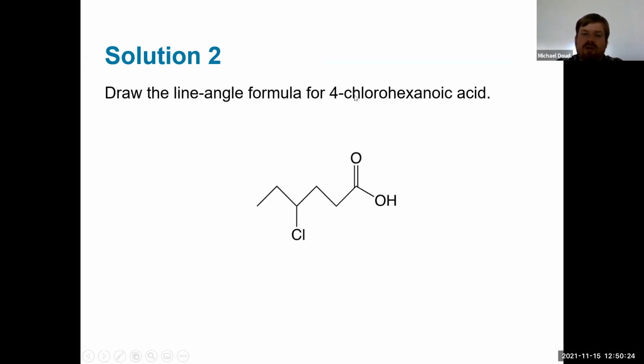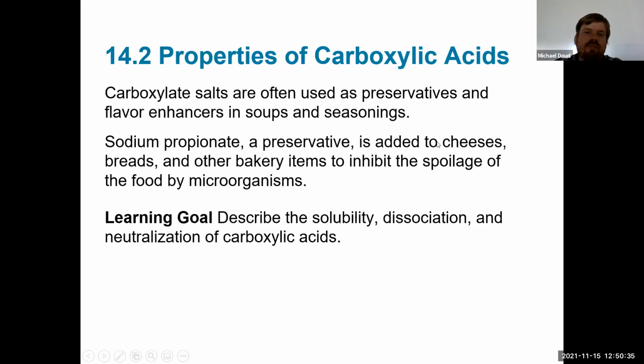Next up, we have a chloro group on carbon 4. So count it over, 1, 2, 3, 4. We have a chloro group on carbon 4, which we can draw just that way. Okay, so again, if you have any questions, make sure to ask them in the comments down below. And this will be on the worksheet for lab as well.